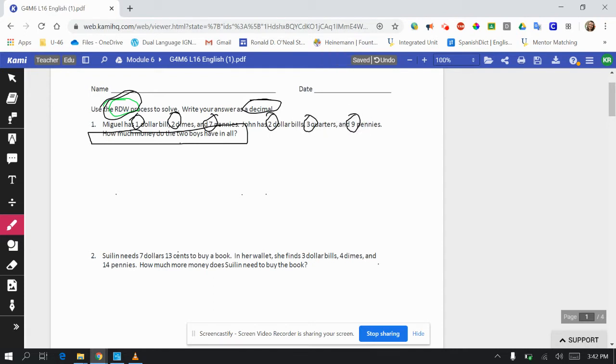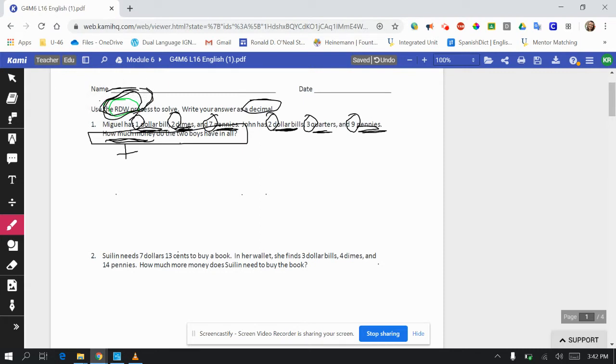Underline important information. All right, Miguel has $1 bill. It's important to know it's $1 and not something else. 2 dimes. Again, important to know it's dimes and not something else. And he's got some pennies. John has $2 bills, 3 quarters, and 9 pennies. How much money do the two boys have in all? So this how much money is telling me, am I going to add, subtract, multiply, or divide? I am going to add for this problem. All right, we have read the problem.